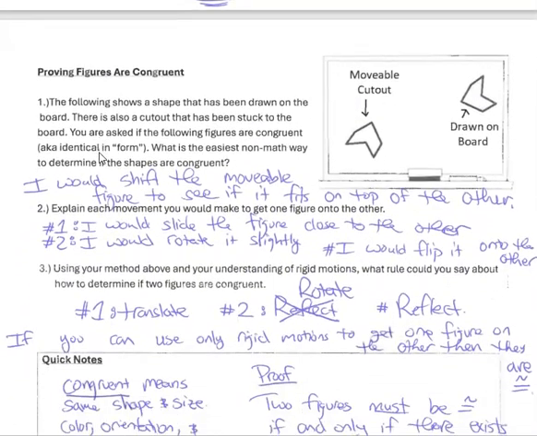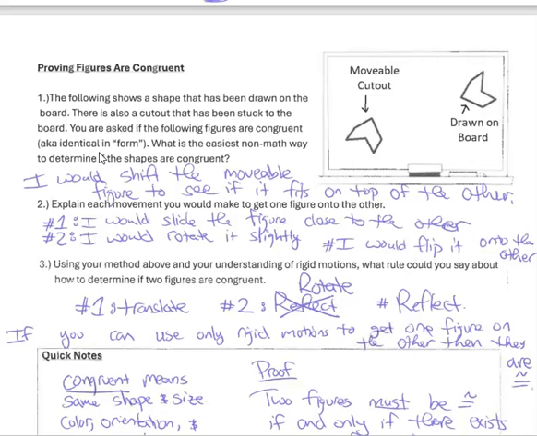Okay. Now this next part here says the following shows a shape that has been drawn on the board. There's also a cutout that has been stuck to the board. You're asked if the following figures are congruent, aka identical in form. What is the easiest non-mathematical way to determine if the shapes are congruent? Well, we've done this a million times in the real world. You can just pick two things up and see if they sit on top of one another. So you could have just moved this cutout and slid it across the board and flipped it on top and seen if it landed on top of the other one.